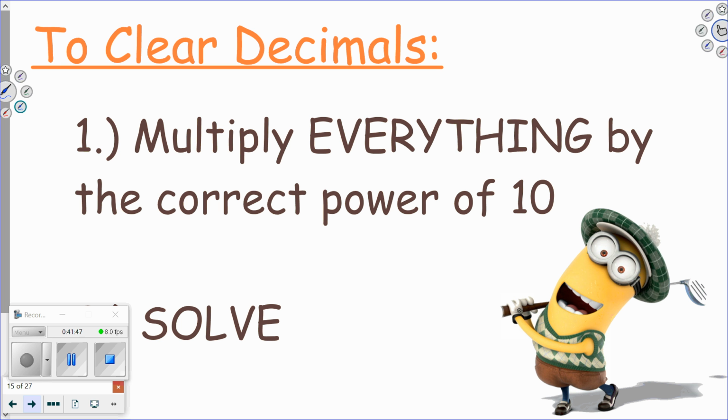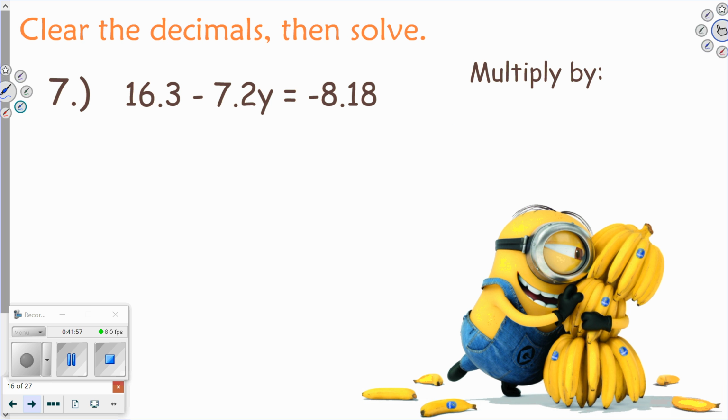All right, and last thing I want to cover with you guys is decimals. So you multiply everything by the correct power of 10. So what are powers of 10? Good. 10, 100, 1,000, 10,000. 1 and all them zeros after it, right? So looking at this, any guess what I'd have to multiply by?